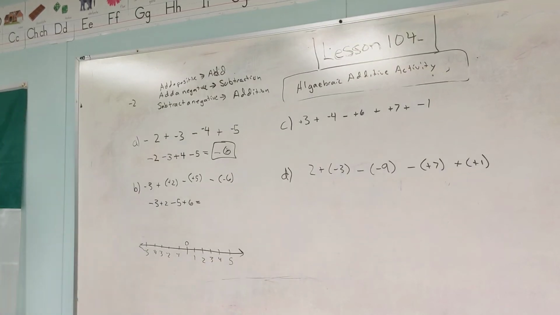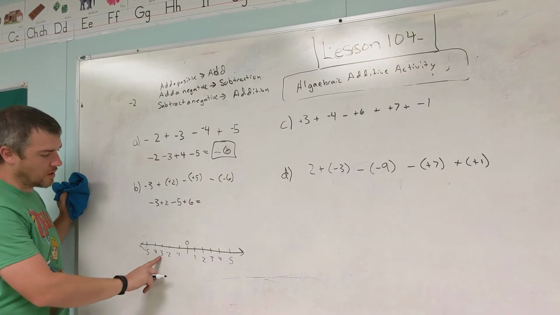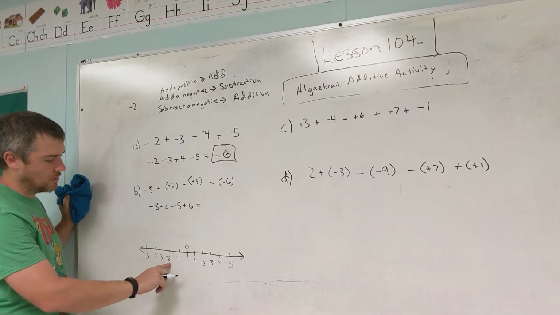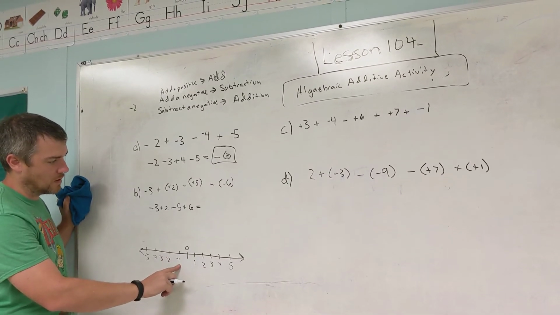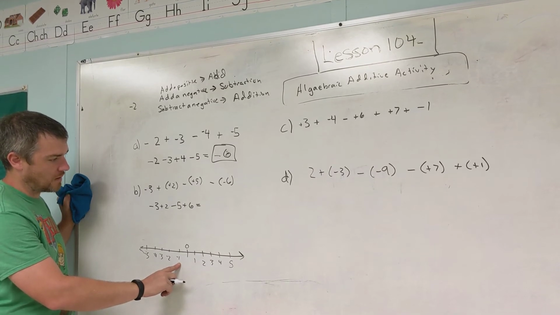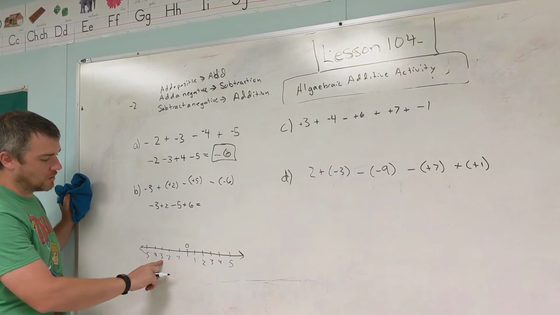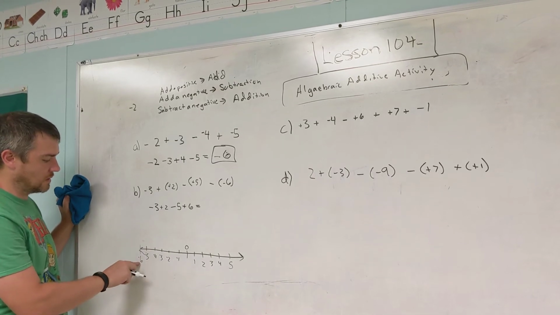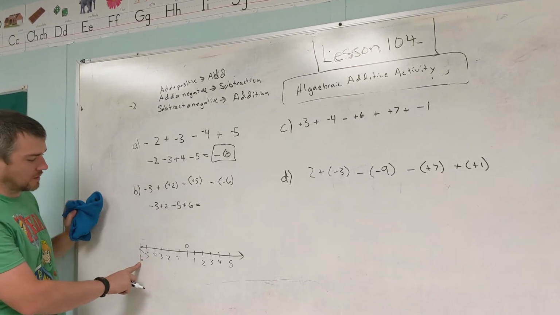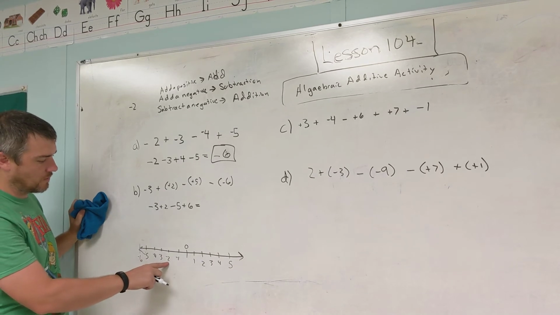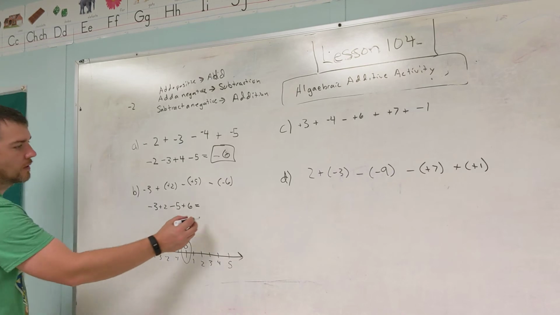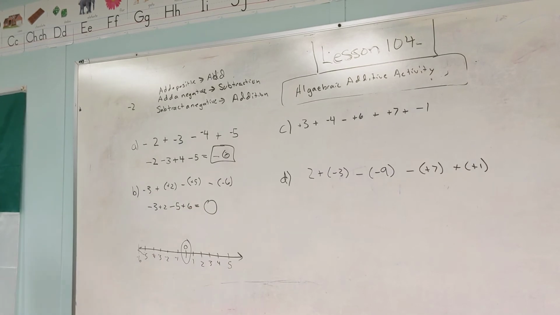Okay? So now, again, we're going to use this on the number line. We're going to start off with negative 3. Then we're going to add 2, so that means we go up 2 to negative 1. And then we're going to subtract 5. 1, 2, 3, 4, 5. So one more, negative 6. But then we're going to add 6. So 1, 2, 3, 4, 5, 6. We end up on 0. So here we get a 0.